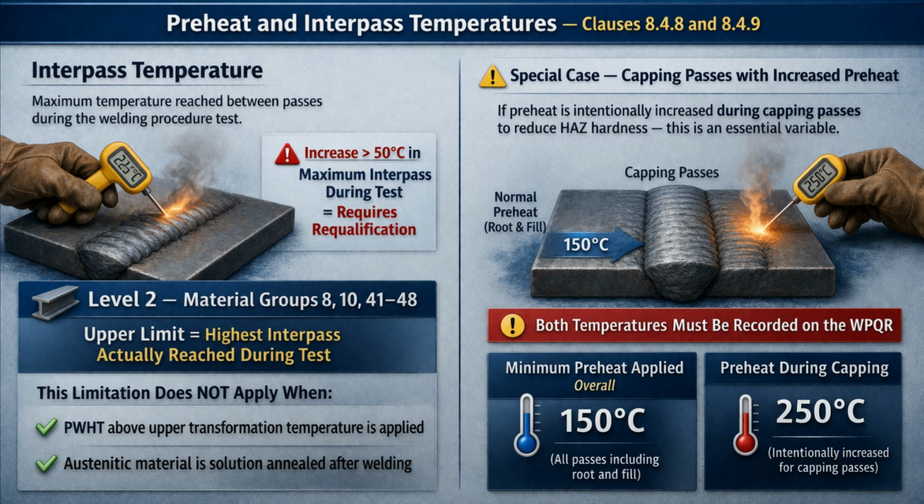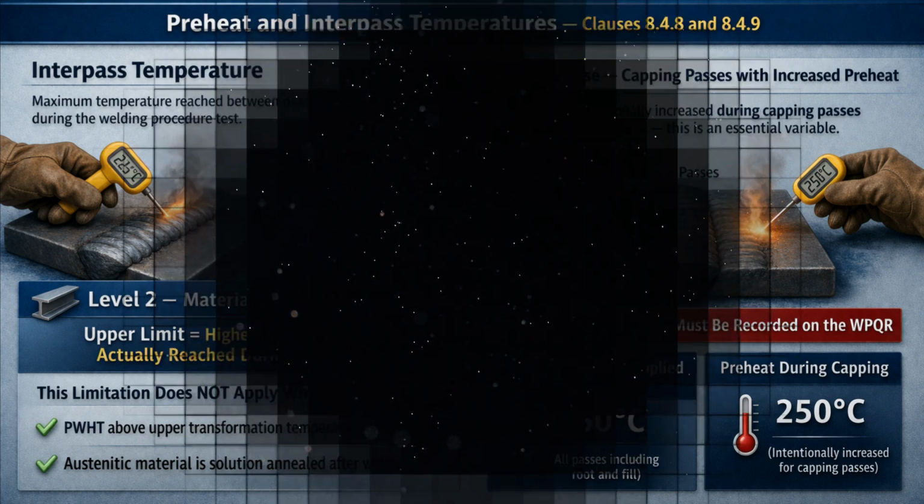An important special case, if an intentionally increased preheat temperature is applied during the capping passes to reduce hardness, this is considered an essential variable. Both the minimum preheat applied overall and the preheat applied during capping must be recorded on the WPQR.